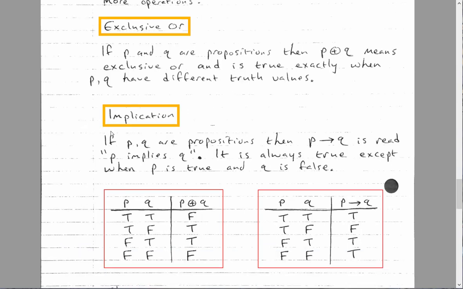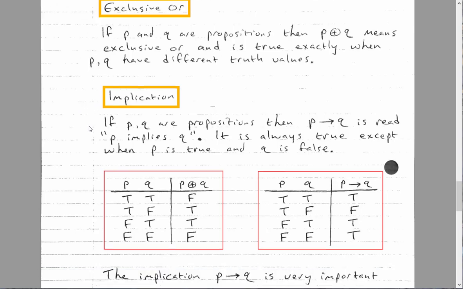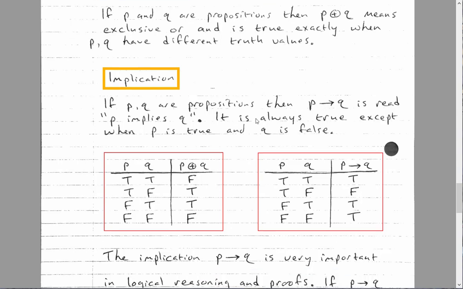And one last one, implication. How does this one work? So for propositions P and Q, we use this notation for implication and read it P implies Q. So just an arrow pointing right. This is a conditional statement. How does it work? Well, it's always true, except in one case when P is true and Q is false.